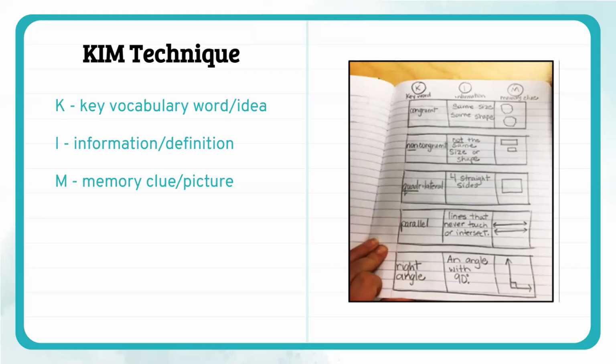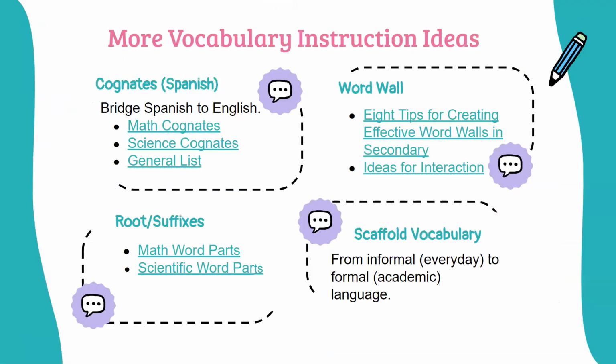This is perfect for math vocabulary as well. What is a quadrilateral? Oh, it has 4 straight sides. Draw one. This helps students quickly identify the word, give information that is important, and then draw some type of picture or memory clue to help them remember that word moving forward.